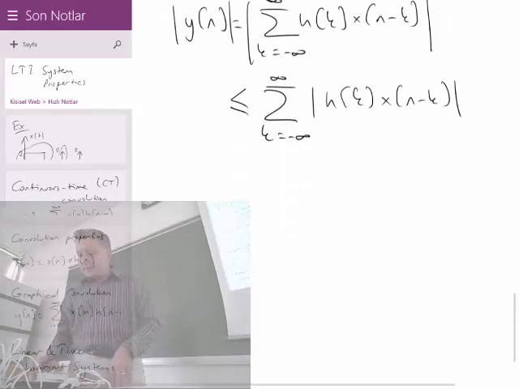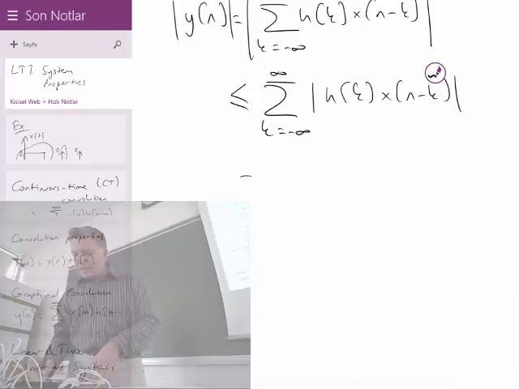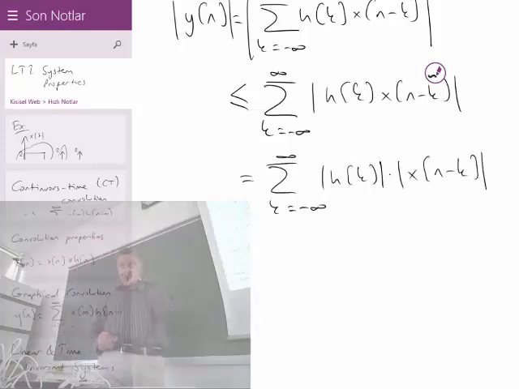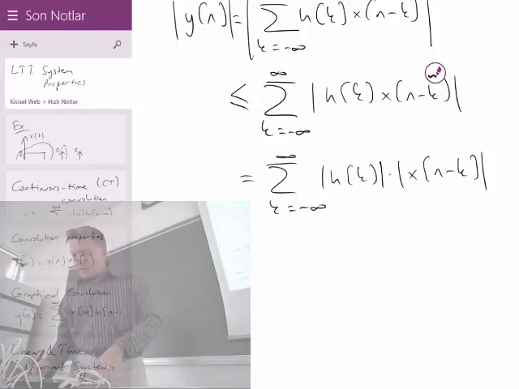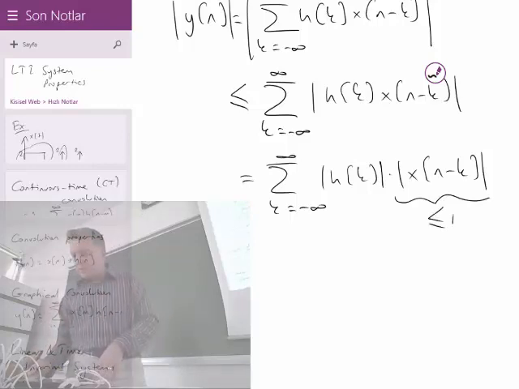And then this thing is equal to the sum over k from minus infinity to infinity of the absolute value of h times the absolute value of x. Okay? Now look at this. This is upper bounded by B, by definition. It's a bounded input, so this is always less than or equal to B.